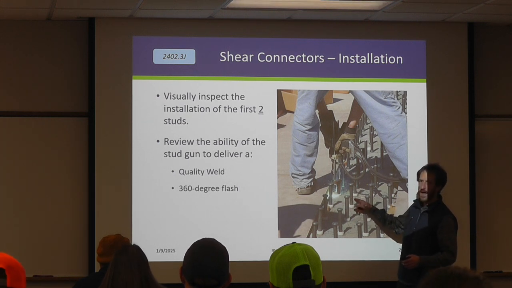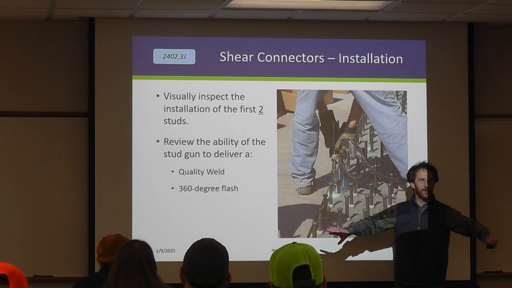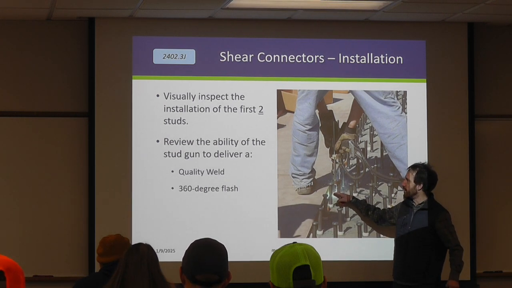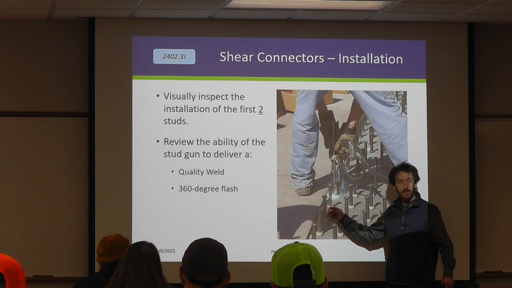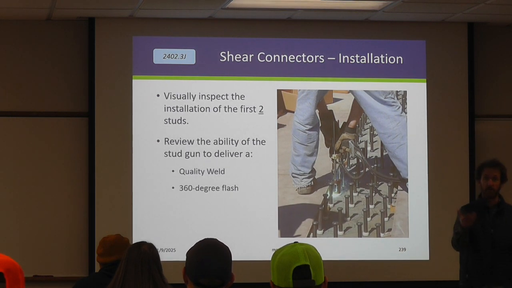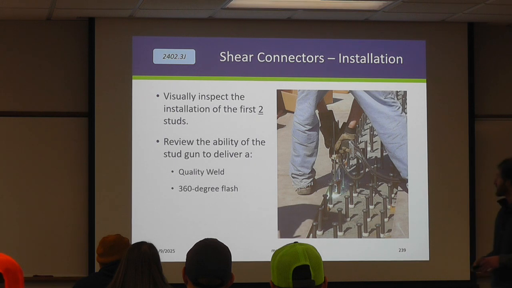You can see all these black lines. That's from the arc flash occurring and creating soot. Are they all the way around that stud? Once you break the arc shield off, does it look like a good, nice quality weld? Because it should. It's an automated process. That's what we're going to observe, right? Not the actual welding itself.